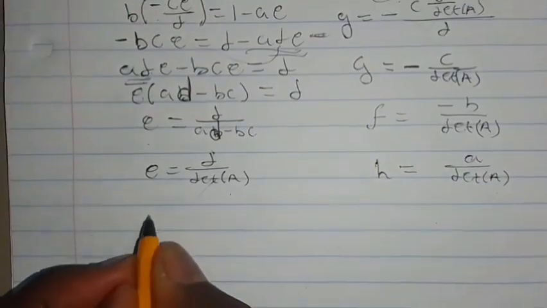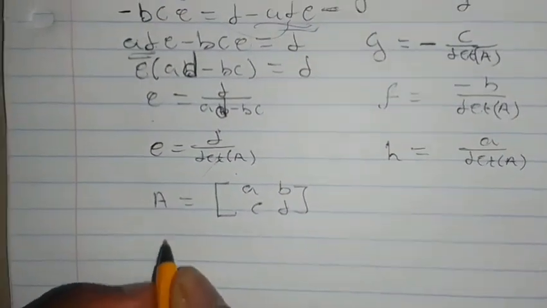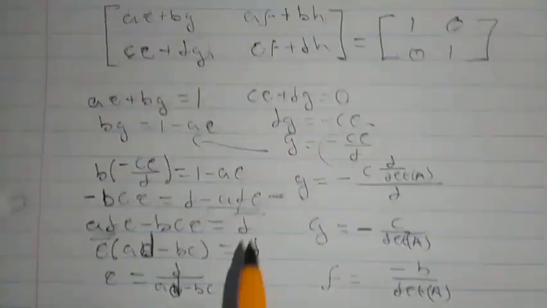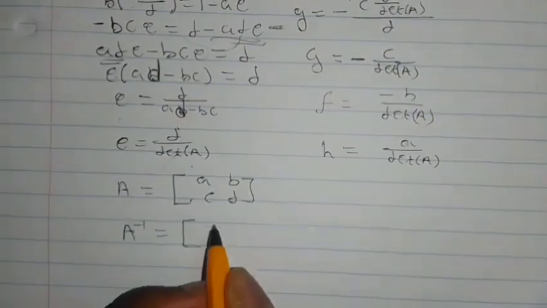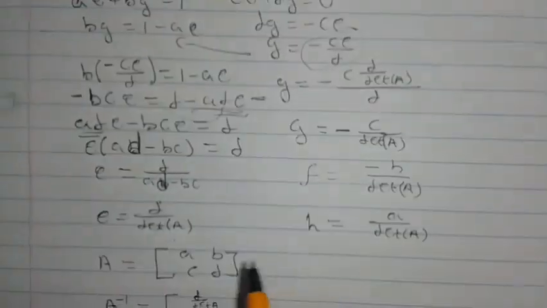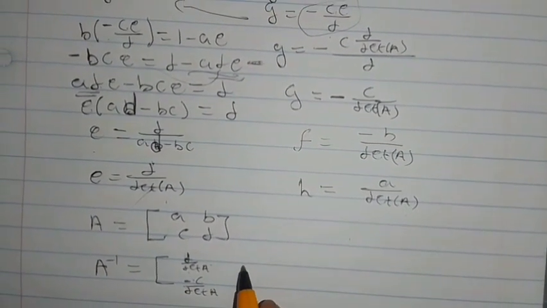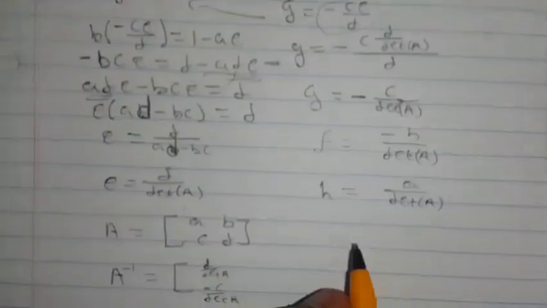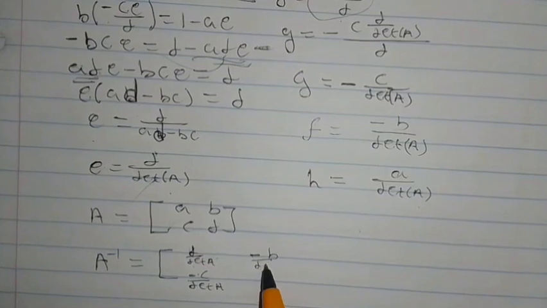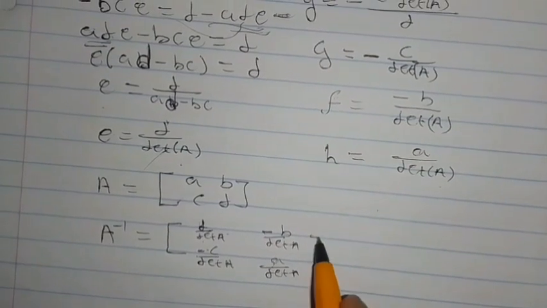So this means that we found the inverse. If A is given by the entries A, B, C, D like this, then A inverse will be given by, now remember, it's E, F, G, H. In this case E is D, so you'll have D over determinant of A. And then G is given by minus C over determinant of A. And then in this case B was F, and we solved for F when we found minus B over determinant of A. And then the last one, which is H, was given by A over determinant of A. So we'll have something like this.